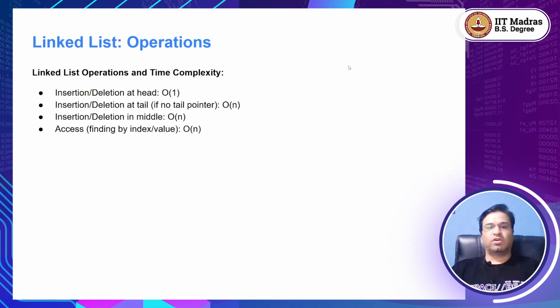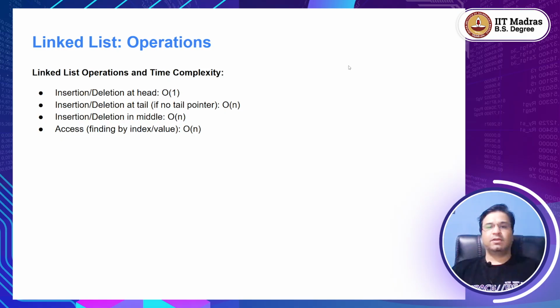Now let's talk about linked list common operations and their time complexity. Insertion and deletion at the head. If you want to add a new node at the beginning, you just create a new node, point it to the current head, and then make the new node the head. This is incredibly fast, a constant time, big O(1) operation. Similarly, removing the head is also a big O(1) operation.